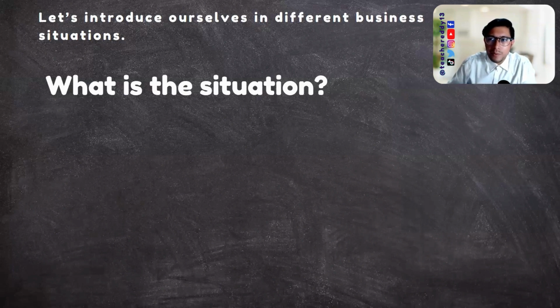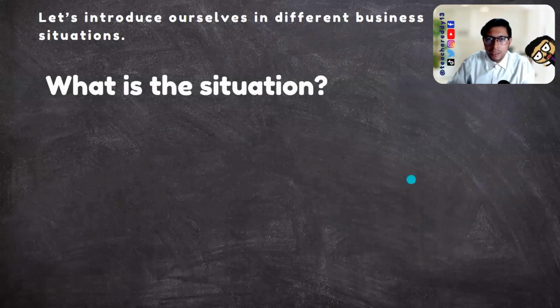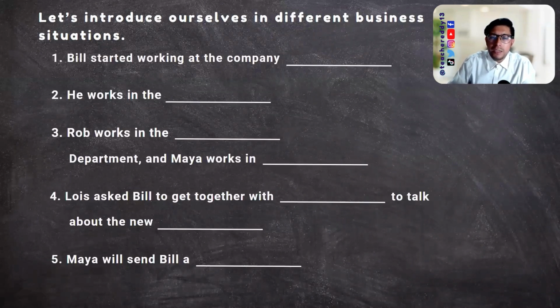So the situation is very simple over here. We have a new employee, Bill, introducing himself to two new colleagues, Maya and Rob. Now let's listen to the conversation again and complete the information in these sentences. Use the information from the audio. Pay a lot of attention. Let's listen again.